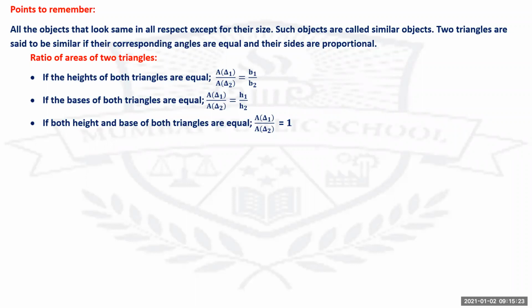If both height and base of both the triangles are equal, now here check, both height and base of both the triangles are equal. So now when height and base of both the triangles are equal, that means everything is going to get cancelled off. You'll be left out with 1. So that means if both base and height are equal, that time the area of the triangles would be equal. So area of triangle 1 equals area of triangle 2. Understood this? This you are going to get when both height and base are equal.